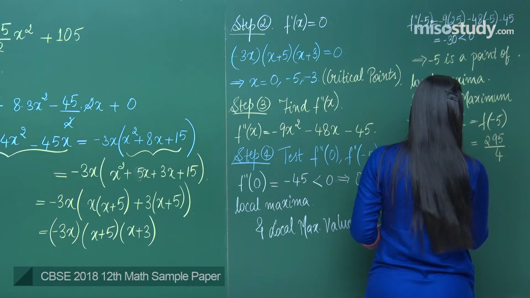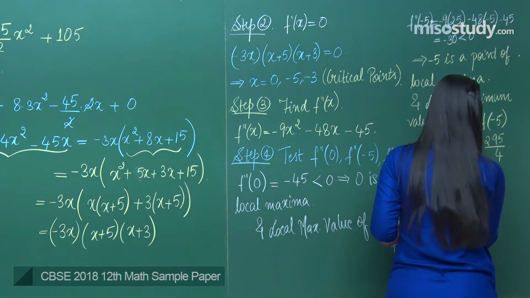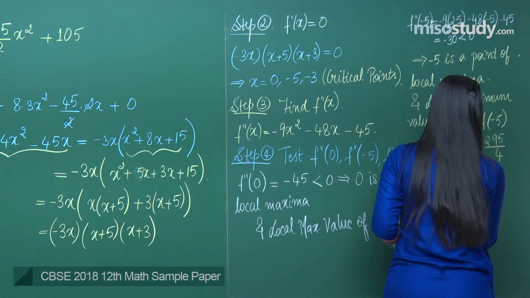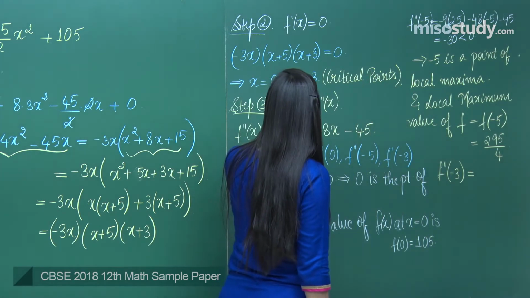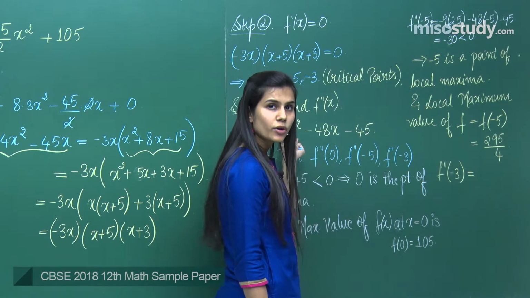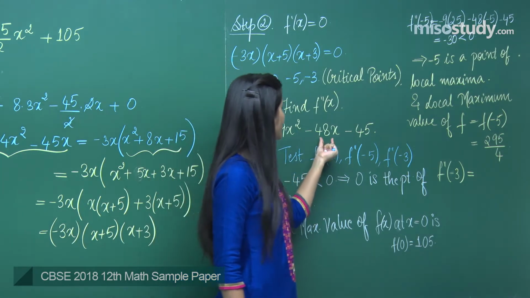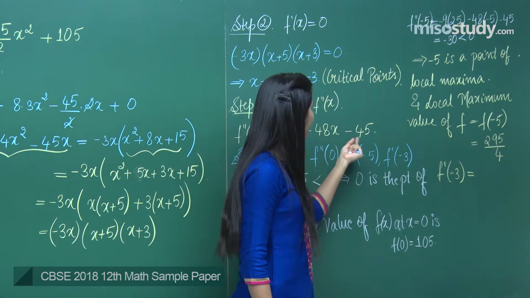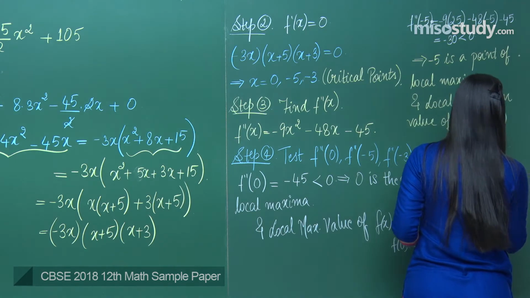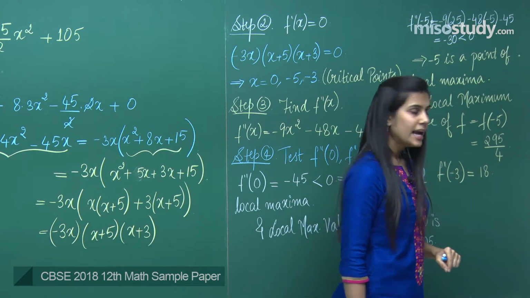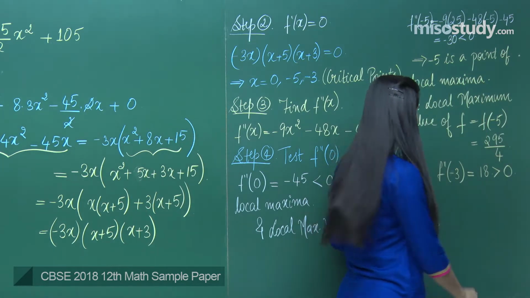We are just left with one more test, which is to test f double dash minus 3. F double dash minus 3 means what? You have to plug in minus 3 in place of this x. You are going to get what? Minus 9 into 9, minus 48 into minus 3, minus 45, and that is going to deliver you with an 18. And this 18 is strictly greater than 0. Now this means what?